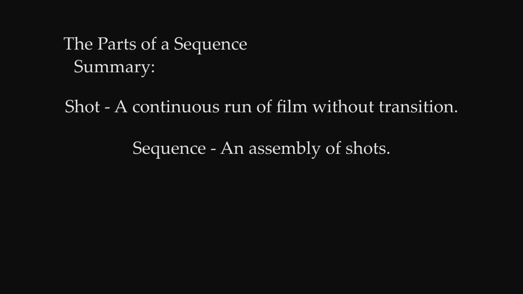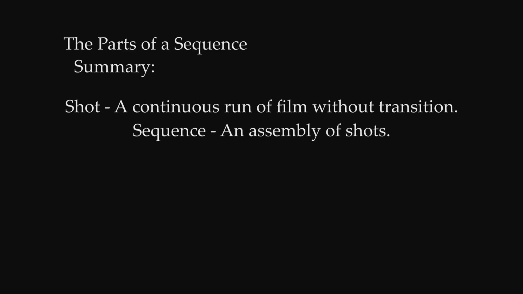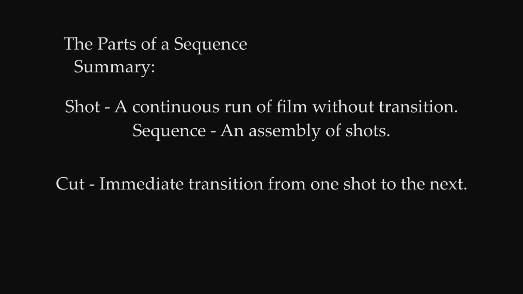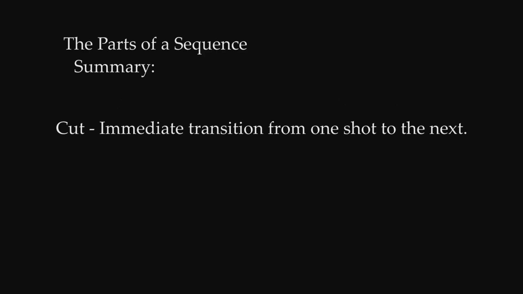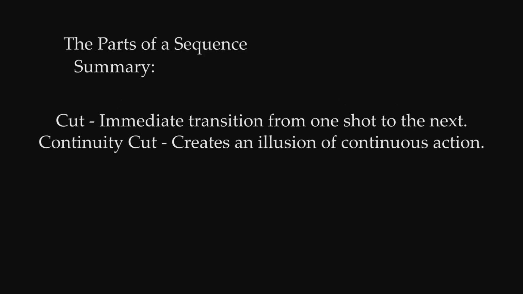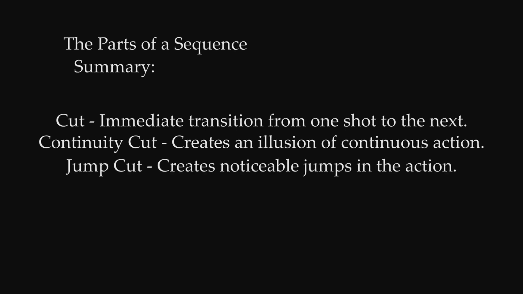These are the parts that make up a film sequence. In summary, a shot is a single run of film of a subject. A sequence is an assembly of shots. A cut is a transition between two shots where the film cuts directly from one shot to the next. A continuity cut is a cut that attempts to disguise a cut and creates a sense of continuity between the shots. A jump cut is a cut that defies a sense of continuity and creates an artificial effect.